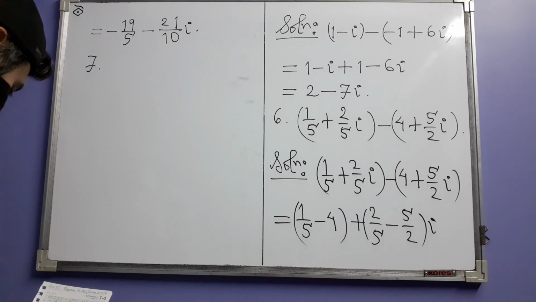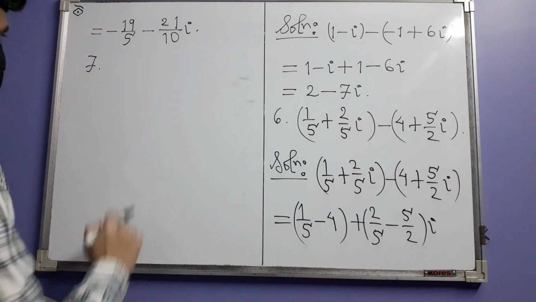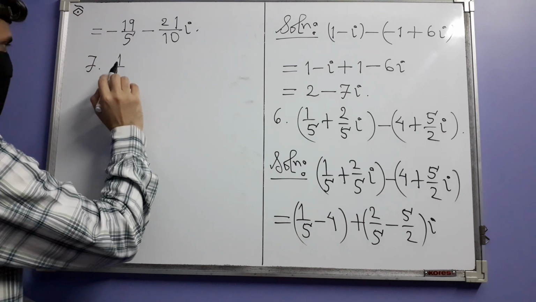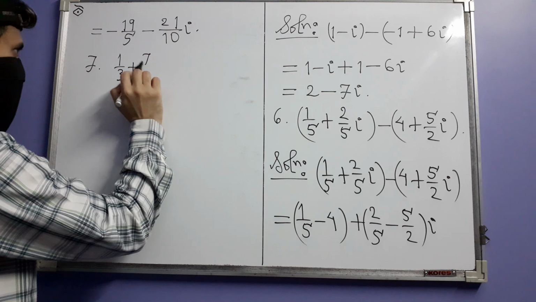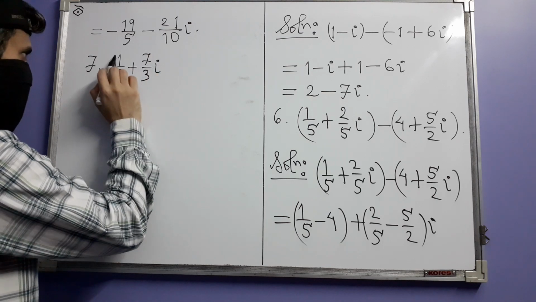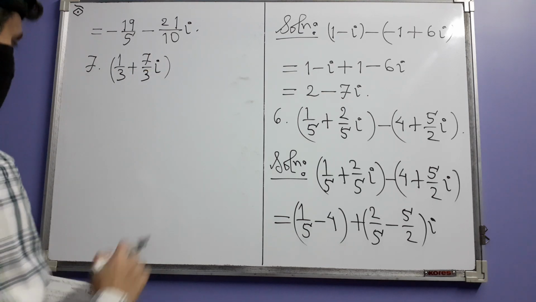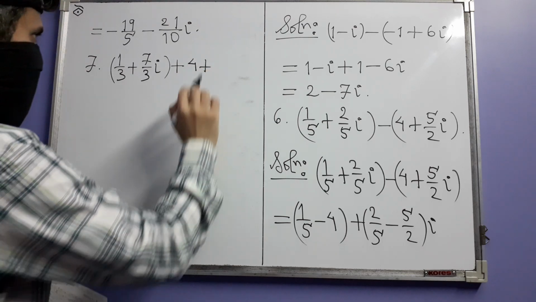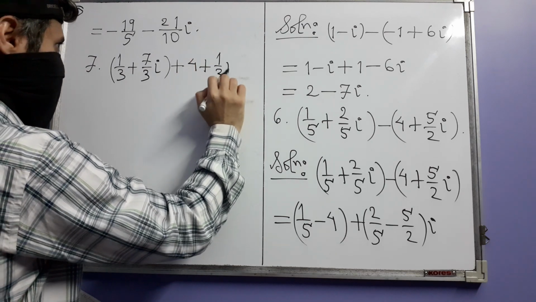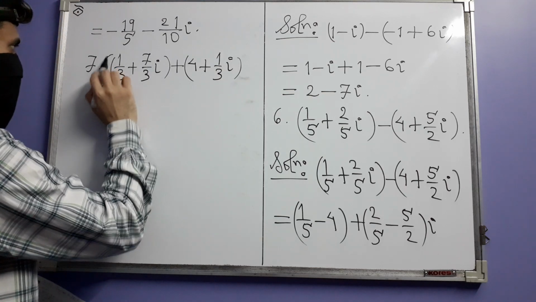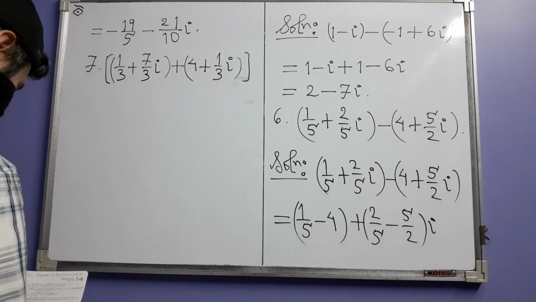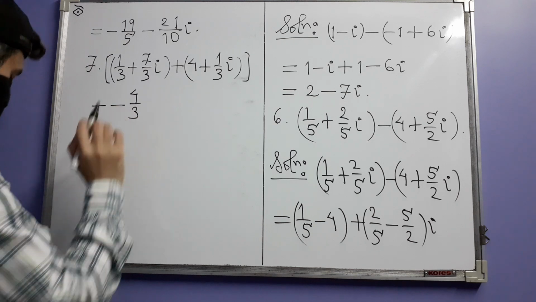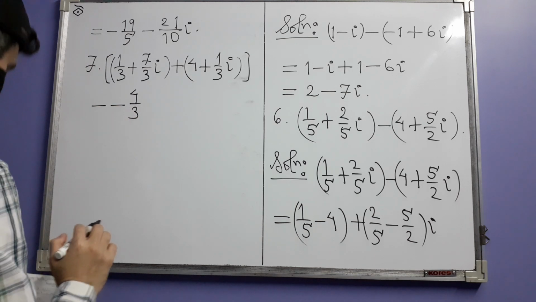For the seventh one, okay, so this is a little longer. 1 over 3 plus 7 over 3i plus 4 plus 1 over 3i. But there is more. From this you subtract minus 4 over 3 plus i.